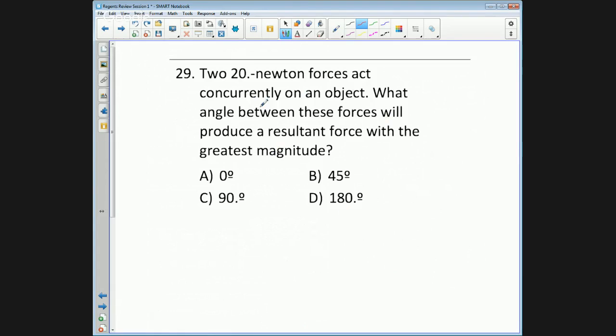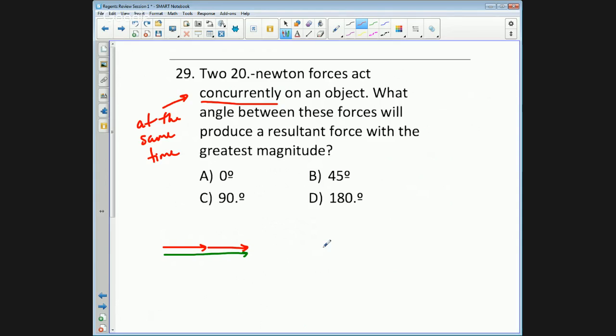So number 29 says, two 20-Newton forces act concurrently on an object. What angle between these forces will produce a resultant force with the greatest magnitude? Concurrently means at the same time. So if you're not good at vectors or geometry, what you're going to have to do is test each one of these. 0 degrees means that the forces are in the same direction. This is 0 degrees. And you get a resultant force of this much.